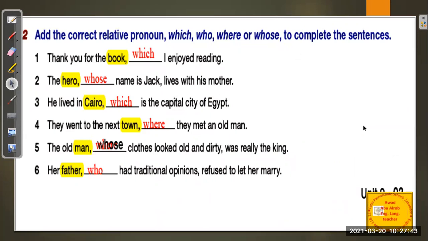One moment, Shayma. They went to the next town where they met an old man. Okay, an old man. Now, the next one, Shayma. The old man whose clothes looked old and dirty was really the king. Okay, the last one, Hiba.